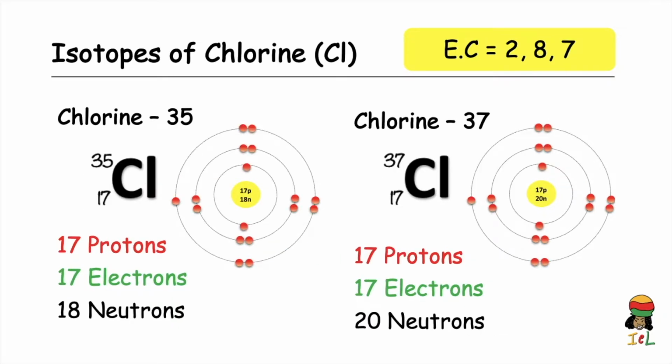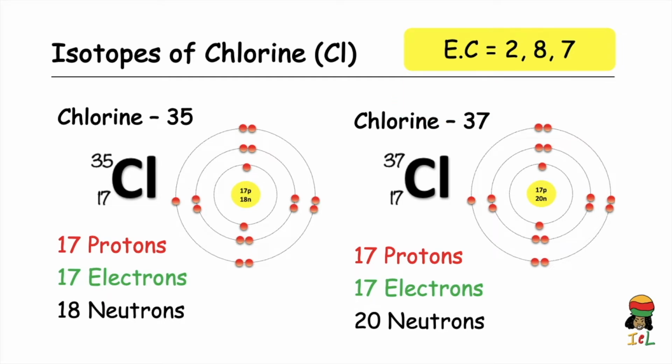Next are isotopes of chlorine. Chlorine has about 24 isotopes with mass numbers that range from 28 to 52. However, chlorine 35 and chlorine 37 are the only two stable isotopes of the element. About 75% of naturally occurring chlorine is chlorine 35 and 25% is chlorine 37.